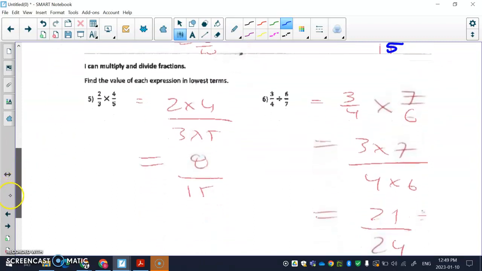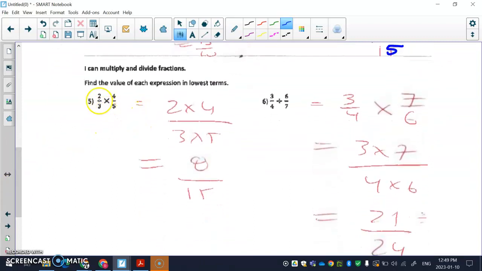When you multiply or divide, you're going to multiply the tops and the bottoms. Okay, so you multiply the numerators and the denominators.